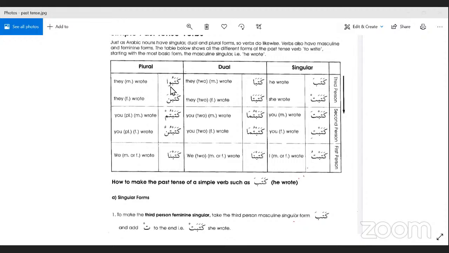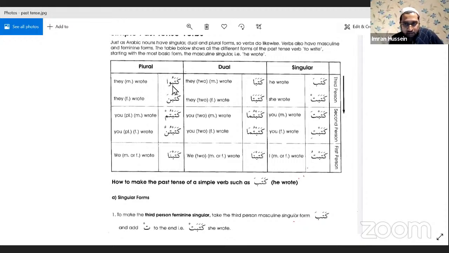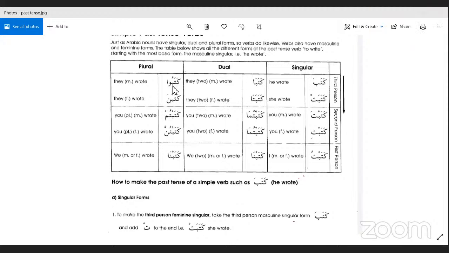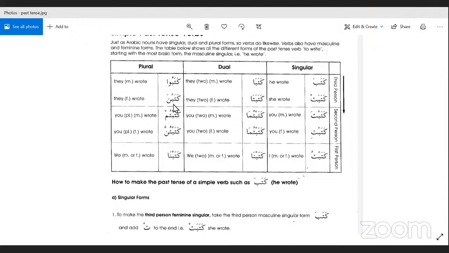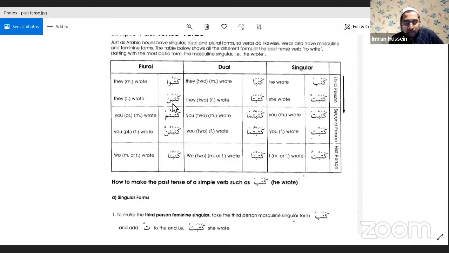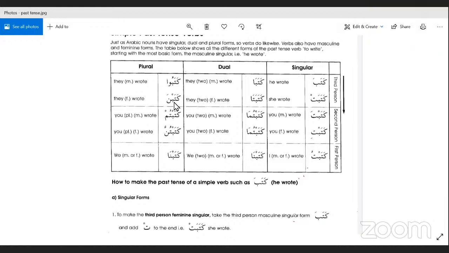Look on the screen, look at the cursor. Raja'a, raja'u. Yes, raja'u. And the ba is okay. They all females returned. So the ayn of raja'a comes with a sukoon, and the noon is added with a fatha. They all females returned. Raja'na. Who was saying that?